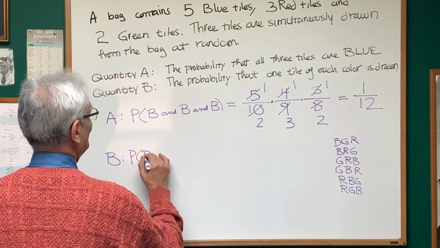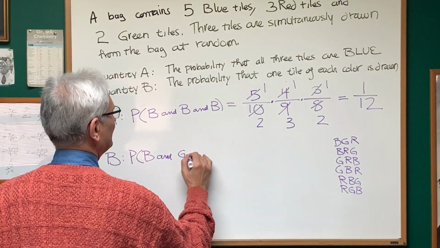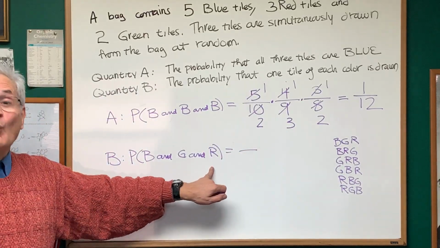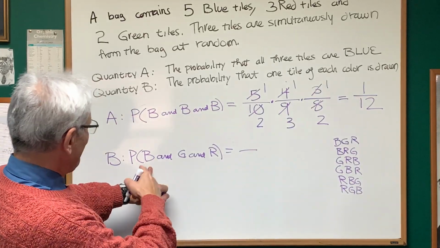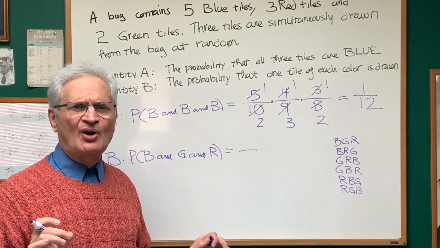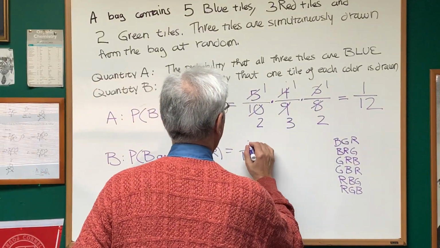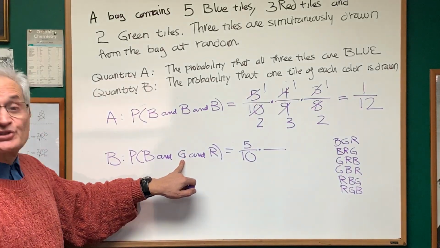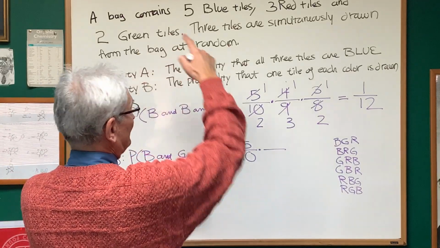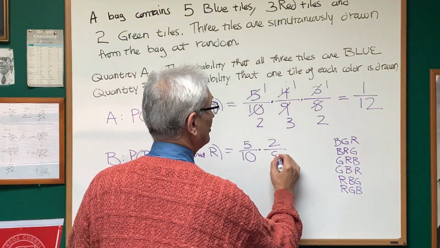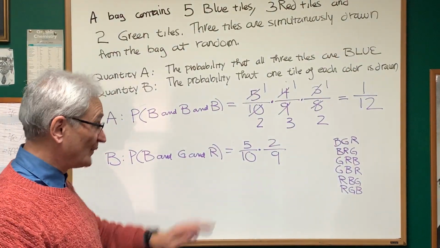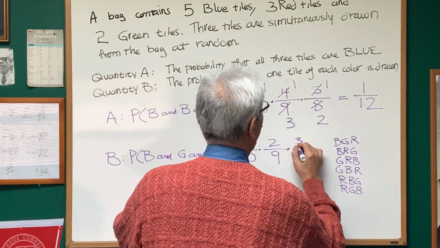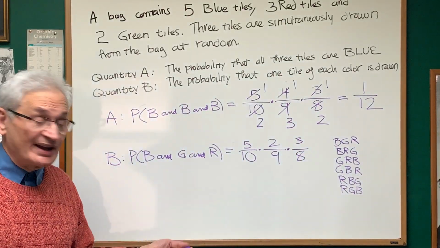Probability of blue and green and red. What's that going to be? So we're just focusing on this one particular outcome. Okay, what's the probability of choosing a blue tile on the first draw? Well, there are 10 tiles in the bag, only 5 of them are blue. Now we want to choose, what's the probability of choosing a green tile after that? Well, how many green tiles are there? There are 2 green tiles, but there are only 9 tiles in the bag because 1 has already been removed. Finally, a red tile. How many red tiles are there? 3, but there are only 8 tiles remaining in the bag.